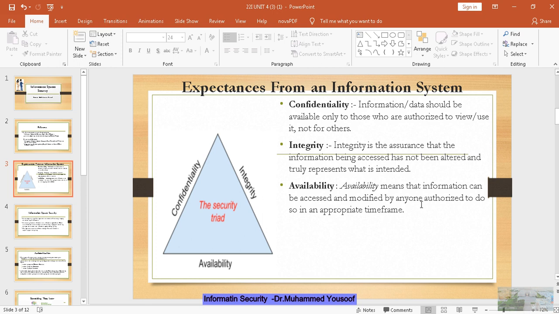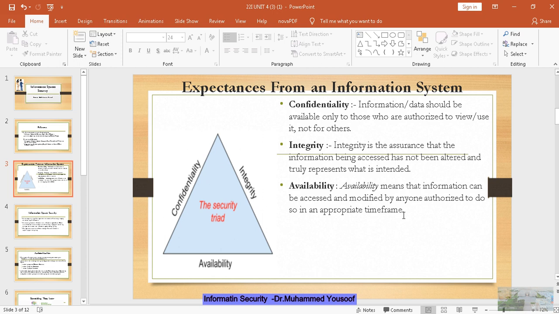The next one is called availability. What is availability? Availability means the information can be accessed and modified by anyone authorized to do so in an appropriate time frame. For example, the information is stored in the information system. Let us take the example of me as a teacher. I can only assign you the grade during the semester period. Now the semester is over in the month of June. If I want to change your grade in the month of September, I am not authorized to do so. The information can be accessed and modified by me only within an appropriate time frame.